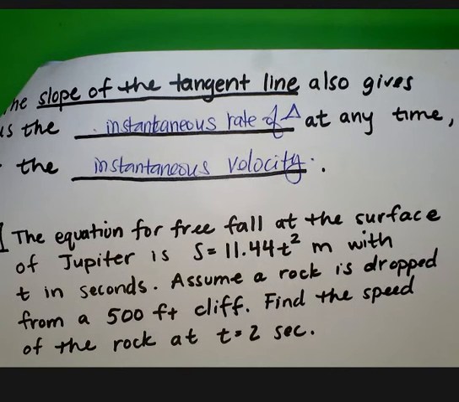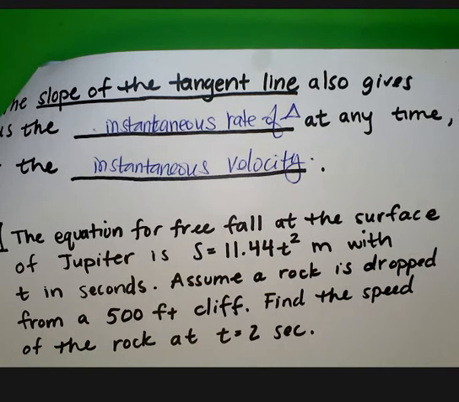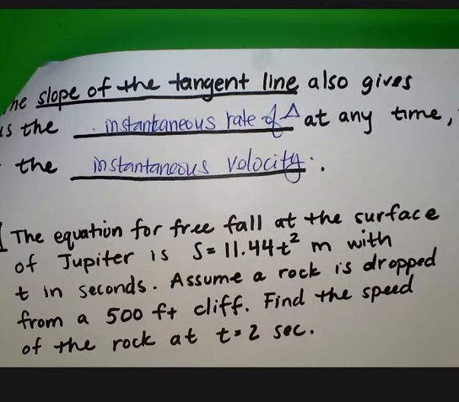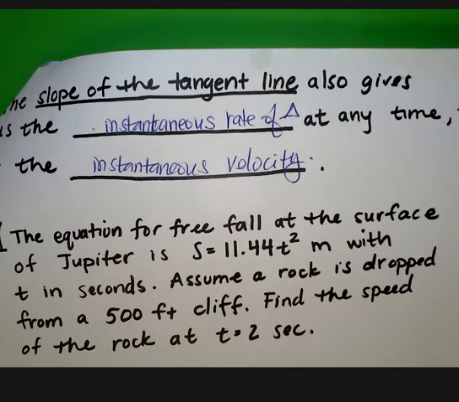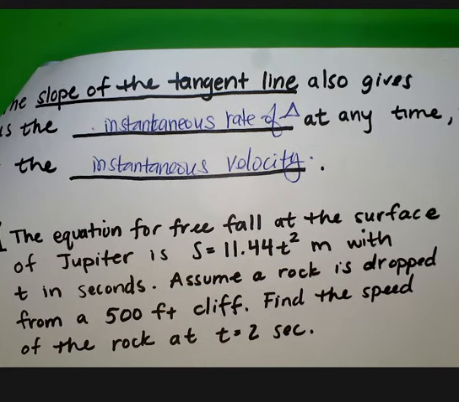So lastly, we might have to go a minute over, but let's just talk about this last example: the equation for free fall. This is a real example. The equation for free fall at the surface of Jupiter is s, where s stands for position. Position is 11.44 t squared meters, with t in seconds. So depending on how many seconds you've been falling, your position is going to change. It really should be negative. Anyway, assume maybe things fall up on Jupiter.